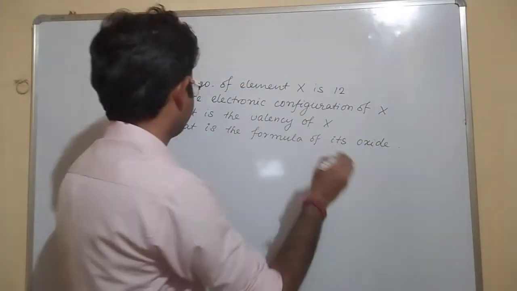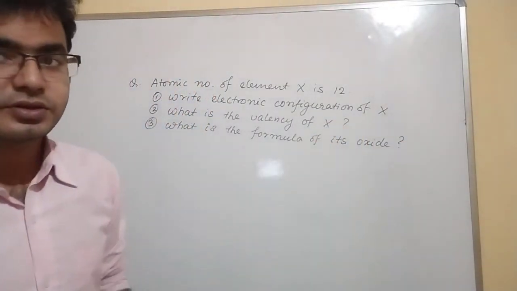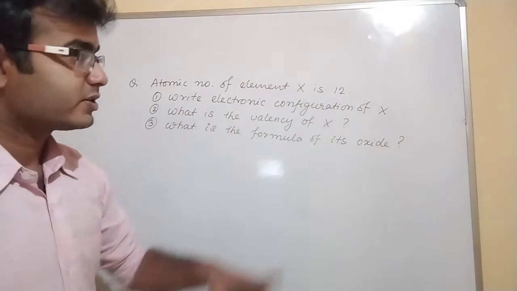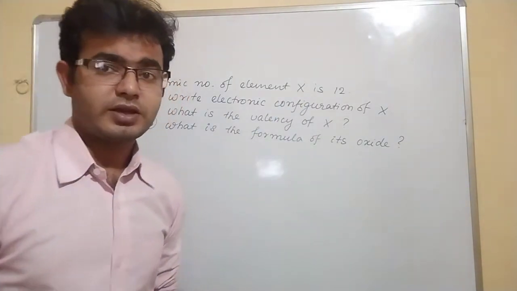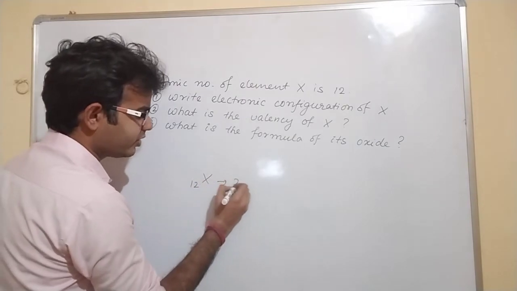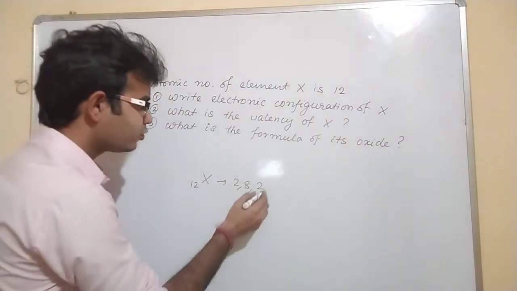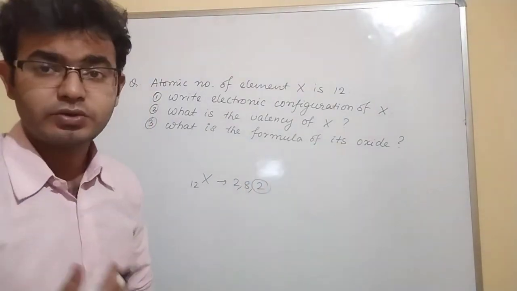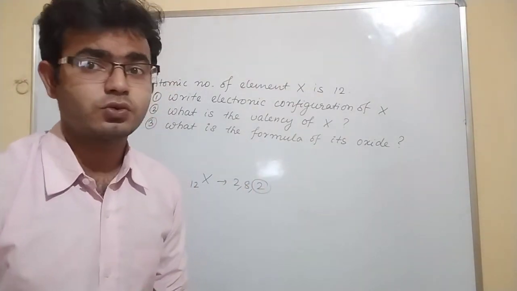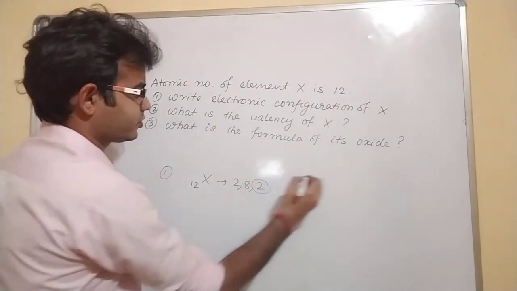Okay. What is the formula of its oxide? So let us discuss about it. First, write the electronic configuration of atom X. Atom X contains 12 protons, so its electronic configuration will be 2, 8, 2. As it contains 2 electrons in its valence shell, it will lose 2 electrons to form X2+ ion. It is very well known to all of us. So this one is the answer of the first question.